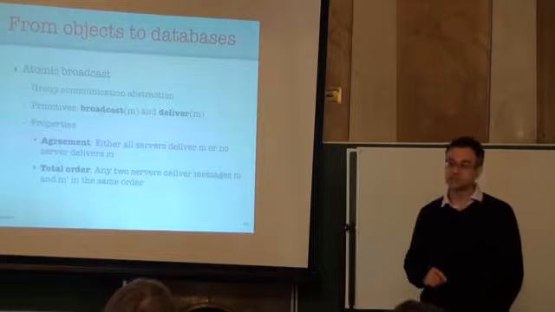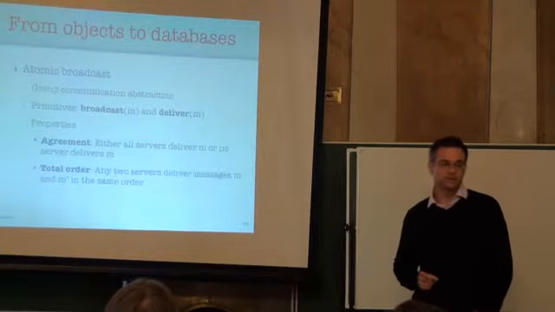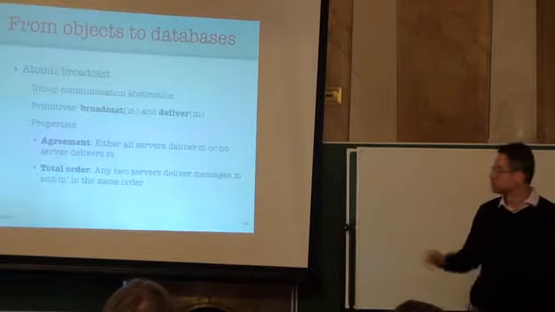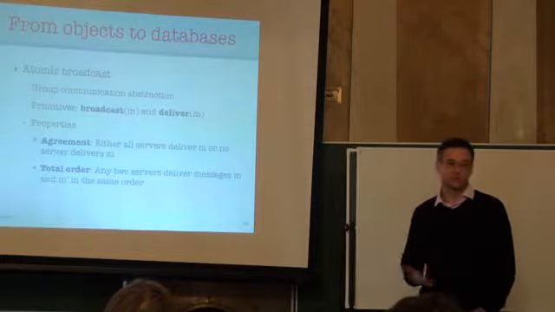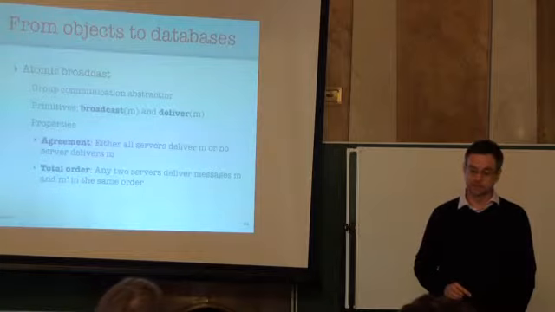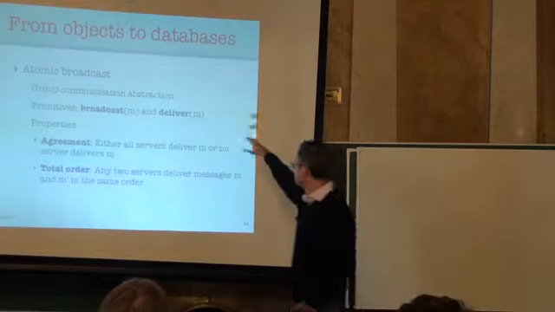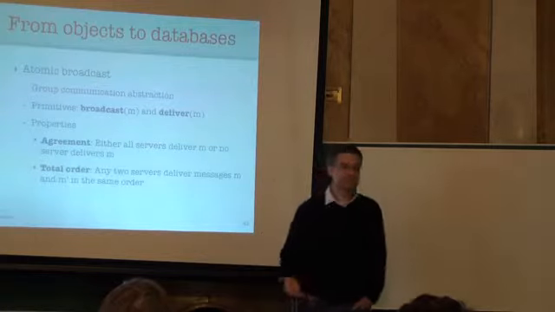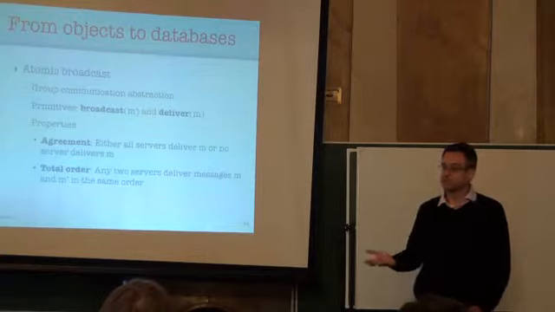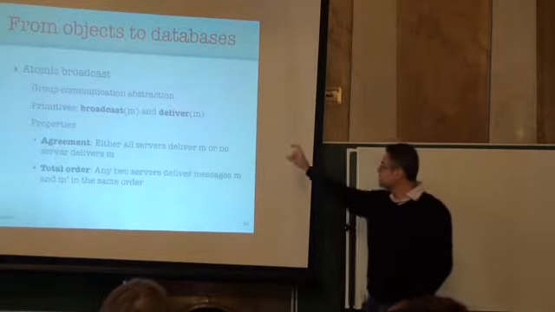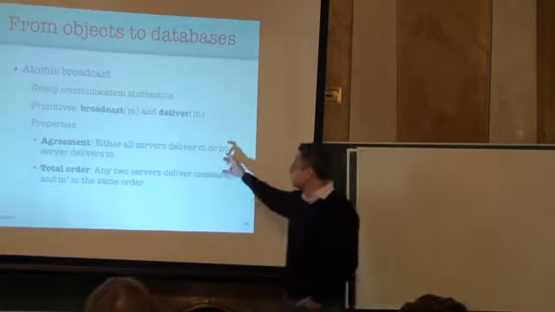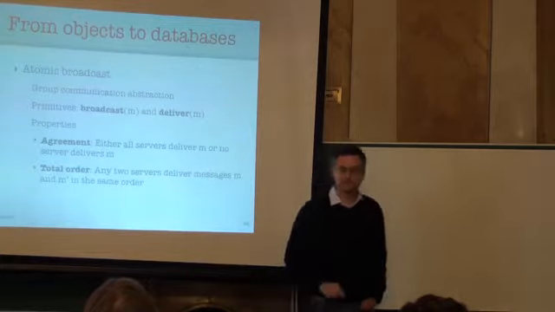It defines two primitives. You can think of primitives as the API that this abstraction provides to the applications. So broadcast M says that I'm going to broadcast a message M to a set of servers, receivers. And deliver M is the event that happens at the server that received the message. It is how they get to know that there is a message that has been broadcast. And this abstraction guarantees a few properties. The ones that are of interest for us are agreement and total order.